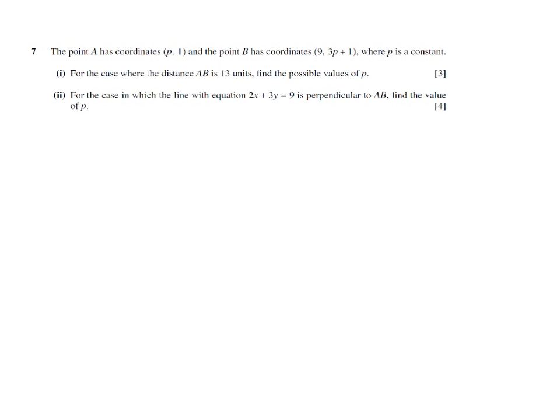Now, how do we find the distance between 2 points, or the length of a line segment? That is with Pythagoras: a squared plus b squared equals c squared. Now, what is the distance from p to 9? That is going to be 9 minus p, and then you have to square that. And what is the vertical distance from 1 to 3p plus 1? That is going to be 3p plus 1 minus 1, squared. And that equals apparently 13 squared.